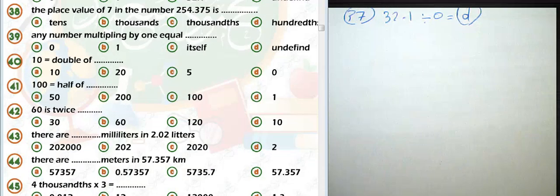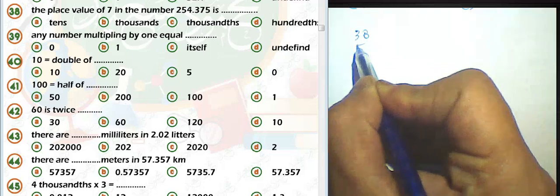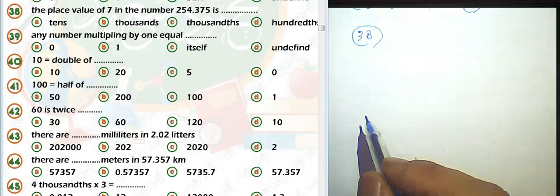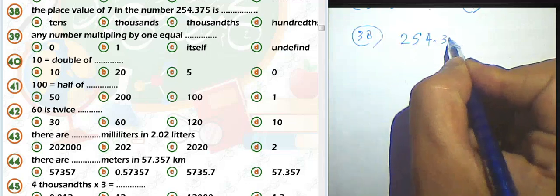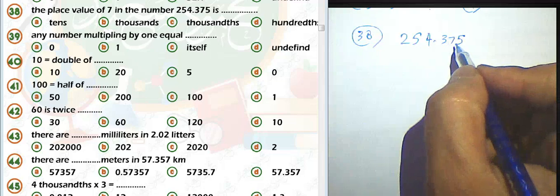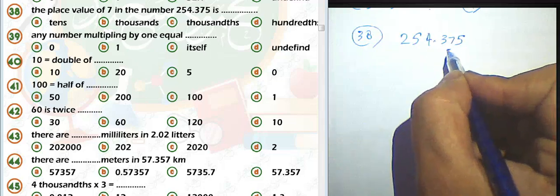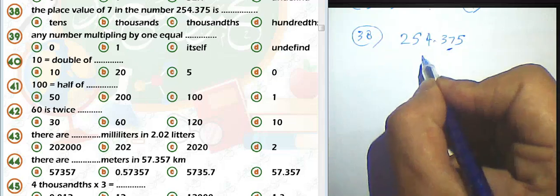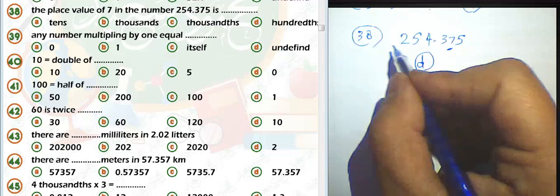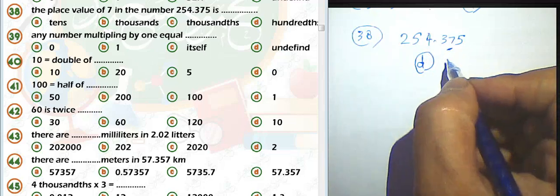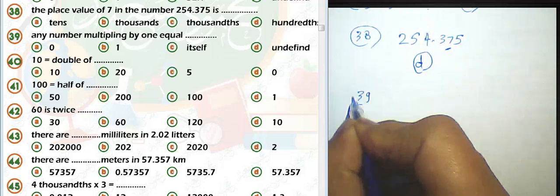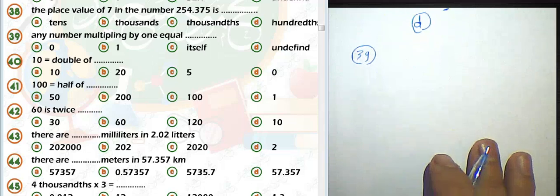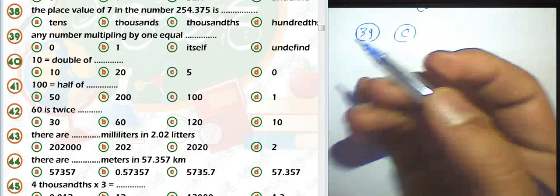Question 38. The least value of 7 in the number 254.375, what is the least value of 7 here? 7 is lying in the hundredths place. So we must choose letter D. The least value of 7 here equals hundredth. Question 39, a number multiplied by 1 equals itself. Choose letter C about question 39.